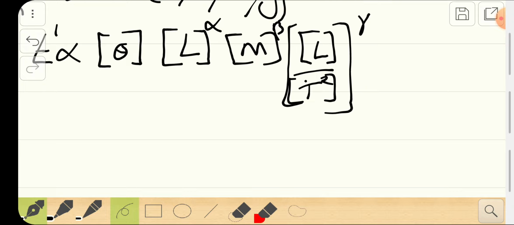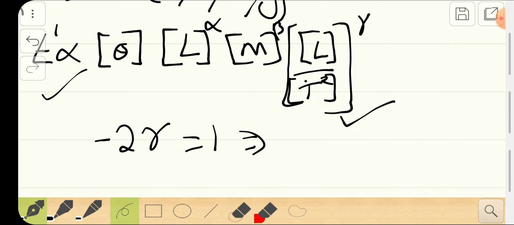Now as you know, we have a T on this side and there's a T downstairs, so you can say that T raised to 1, so minus 2 gamma, because it's in the denominator, must be equal to 1. So you can say that gamma is equal to minus 1 by 2.